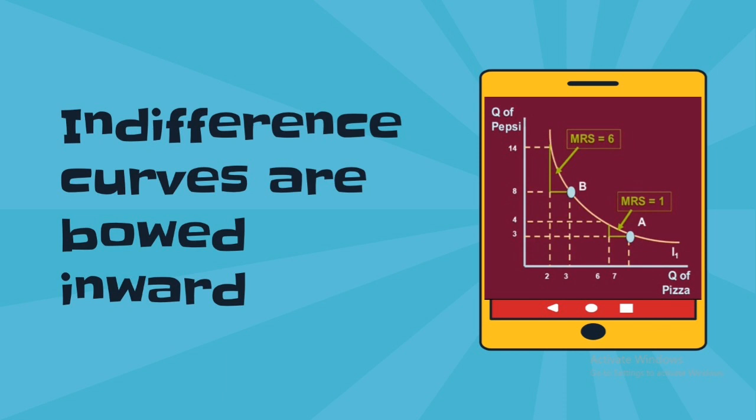Indifference curves are bowed inward. This shape implies that the marginal rate of substitution, or MRS, depends on the Q of the two goods the consumer is consuming. When the IC is less bowed, the goods are easier to substitute for each other.